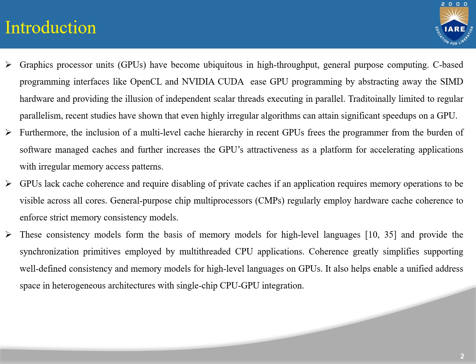Furthermore, the inclusion of a multi-level cache hierarchy in recent GPUs frees the programmer from the burden of software-managed caches and further increases the GPU's attractiveness as a platform for accelerating applications with irregular memory access patterns. GPUs lack coherence and require disabling of private caches if an application requires memory operations to be visible across all cores. General-purpose chip multiprocessors (CMPs) regularly employ hardware cache coherence to enforce strict memory consistency models.